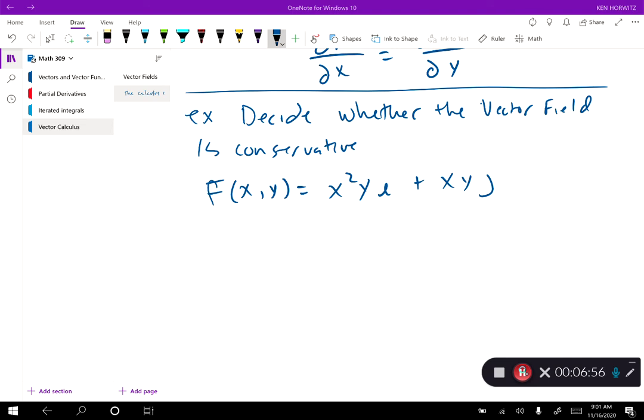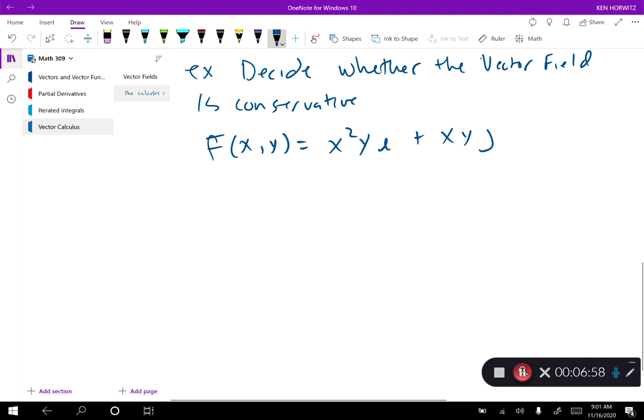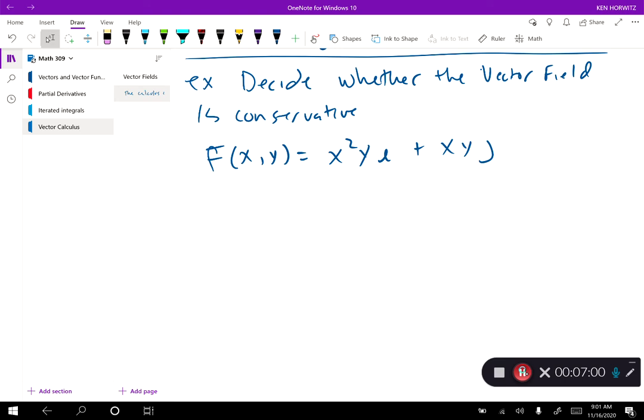So here's the next example. Decide whether the vector field is conservative. Here's your vector field: x squared y in the i direction plus xy in the j direction. I need my partial of M with respect to y, and I need my partial of N with respect to x. Why don't you pause the video, do those two partial derivatives, and we'll talk on the back end.